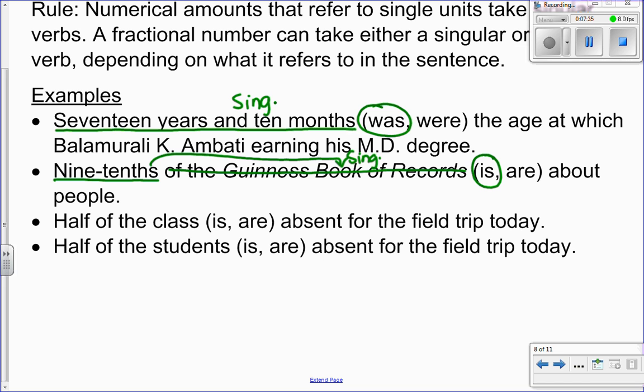In the next example, half of the class are absent for the field trip today. All right, this one has a prep phrase, of the class, which means half is my subject, but half is also fractional. It's half. So you have to say half of what? And it's referring to class, which is a singular unit. So I would say is absent today, the singular verb. In the second example, again, prep phrase to get rid of: the students. Half is the subject, however, it's fractional, so I say half of what? Half of the students is plural. In this case, we would say are absent, the plural verb.